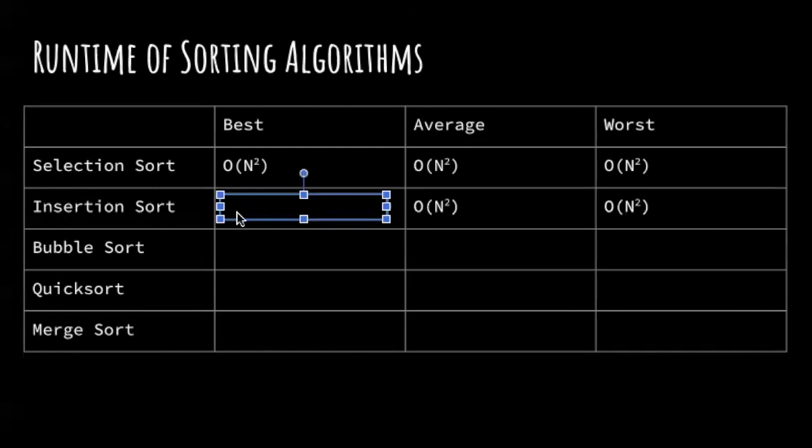However, in the best case, consider this sorted array right here. In that case, we wouldn't have to move any elements back. We would just have to scan through this array and see that it's sorted. So therefore, the best case runtime of insertion sort is big O of n.